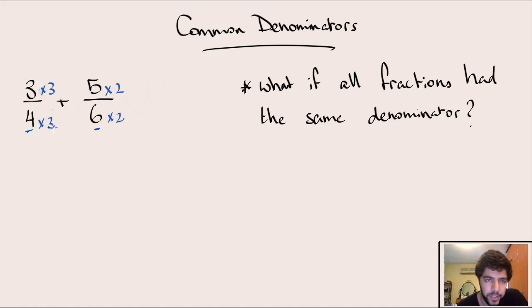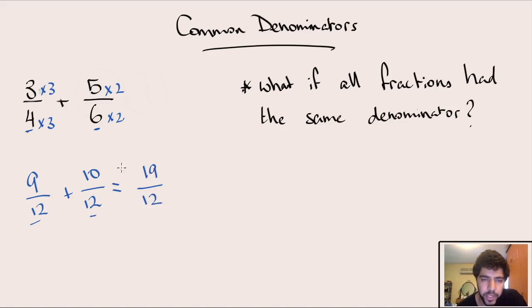So 3 times 3 is 9, 4 times 3 is 12, 5 times 2 is 10, 6 times 2 is 12. And so now that we have a common denominator, we can add, and 9 plus 10 is 19. And so our final answer is 19 over 12. We can't simplify this because 19 is a prime number. And so this is our final answer.